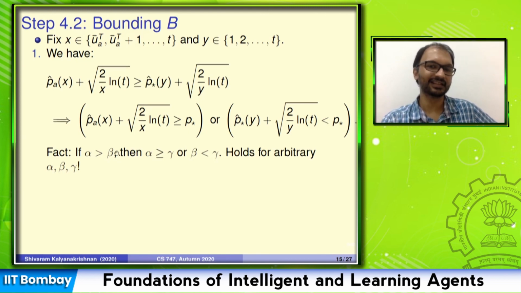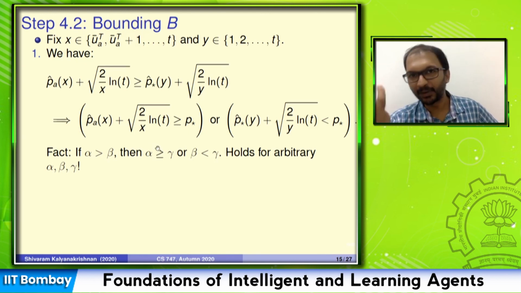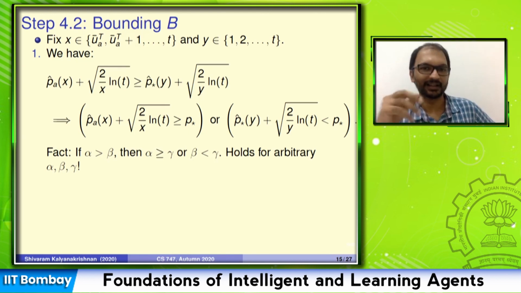So all we have done here is take a gamma that's going to help us, and that choice of gamma is P star. We've taken alpha to be the UCB of arm A. We've taken beta to be the UCB of arm star. We've taken gamma to be this quantity P star. Magical as it looks for now, it's going to be useful for us in order to come up with our bound.